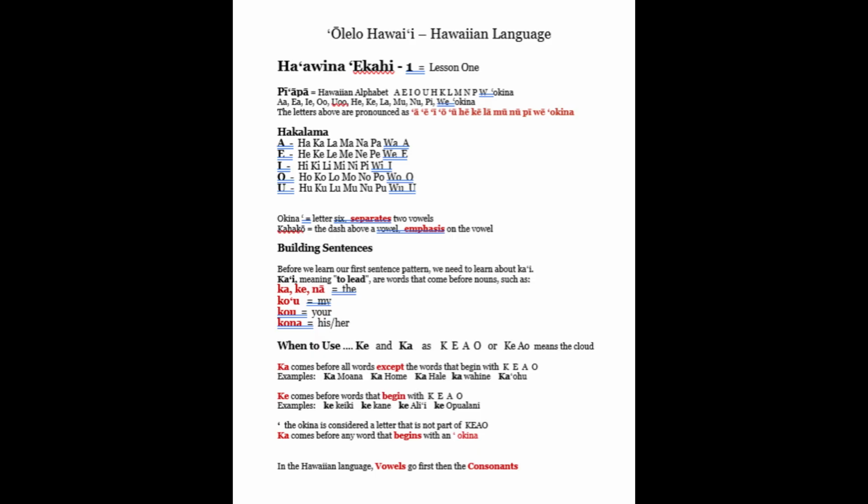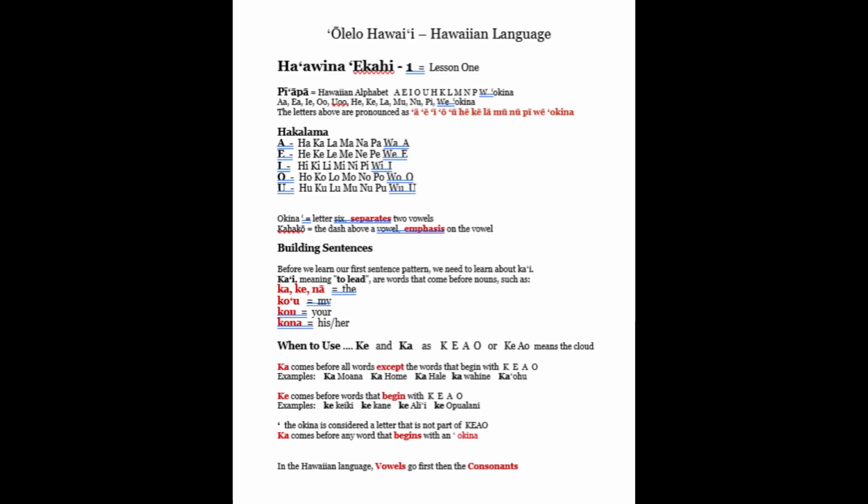A or ha. The hakalama would be the ha, ka, la, ma, na, pa, wa, a. He, ke, le, me, ne, pe, we, e. Hi, ki, li, mi, ni, pi, wi, i. Ho, ko, lo, mo, no, po, wo, o. And hu, ku, lu, mu, nu, pu, wu, u.